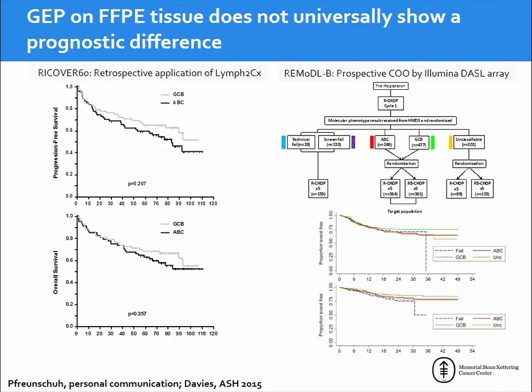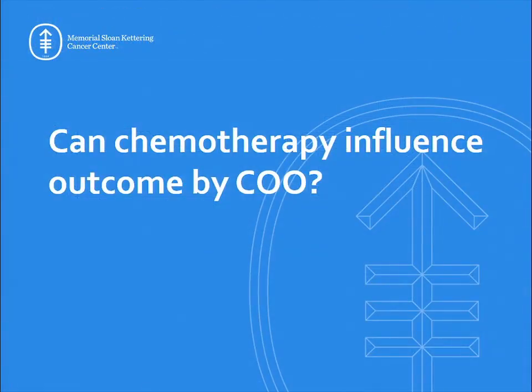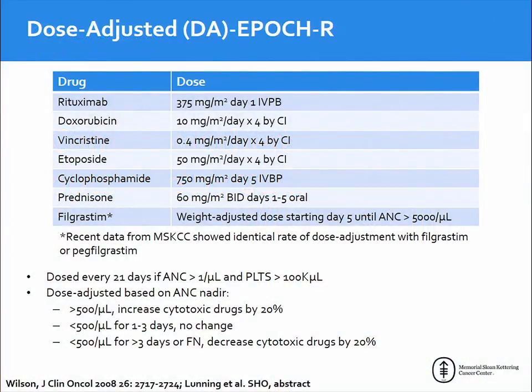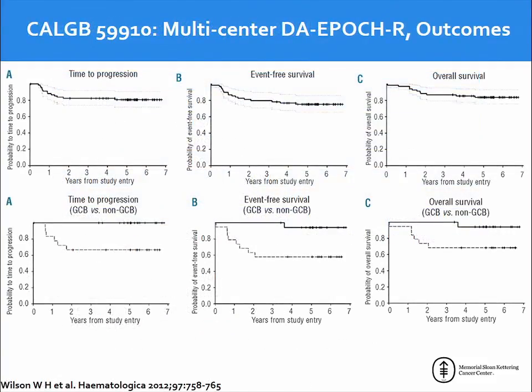So do we not care anymore? Well, we do still care because remember, the biology of these tumors is different. Can chemotherapy influence outcome by cell of origin? So if we look at dose-adjusted EPOCH, everyone knows this regimen. We did a large multi-center phase 2 trial to confirm the NCI results, which we did. But what we found is that for event-free, progression-free, and overall survival, the germinal center tumors did much better.